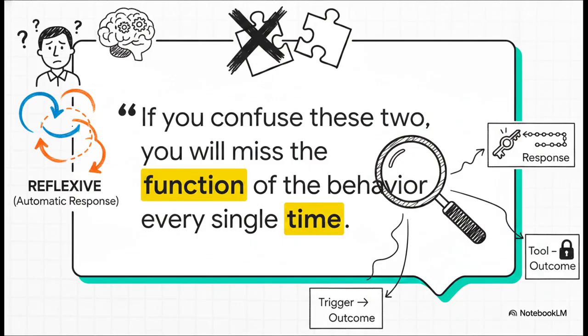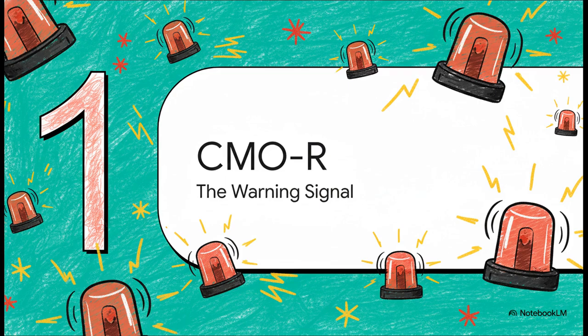This isn't just about memorizing a couple of random textbook acronyms so you can pass a test. No way. This is about fundamentally grasping exactly why a behavior is happening in the first place. If you mix these two concepts up, your whole analysis is literally flawed from step one. So our goal today is to make absolutely sure that doesn't happen. Section 1. CMO-R, the warning signal.